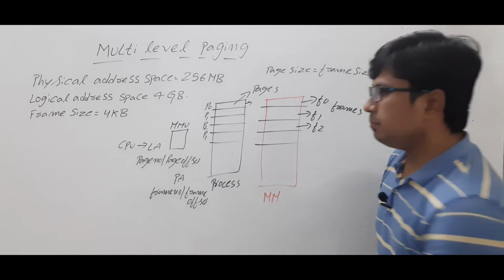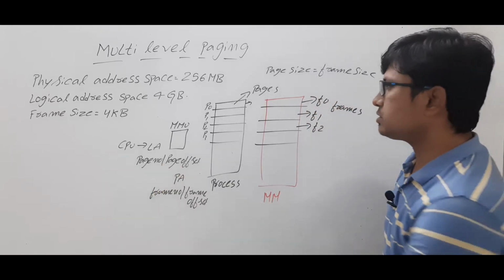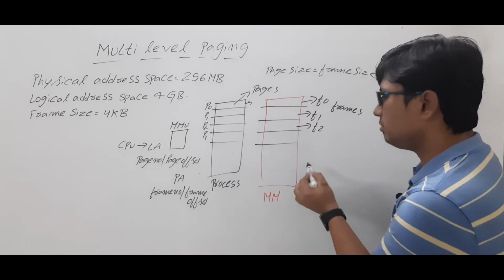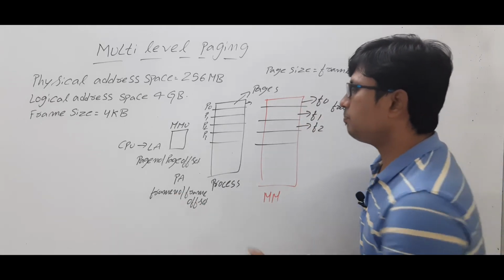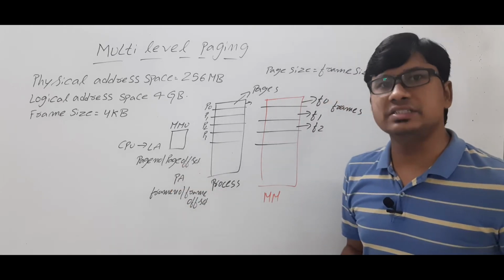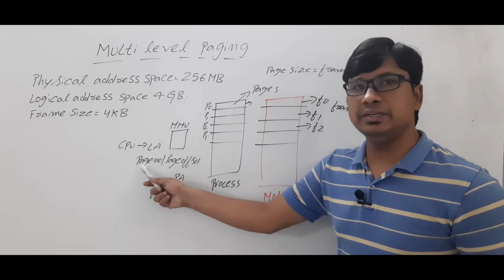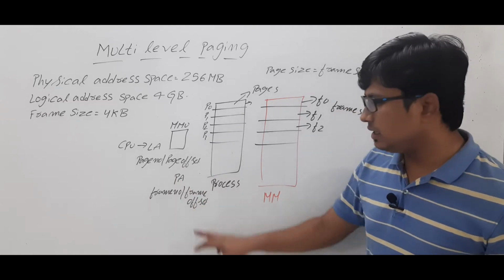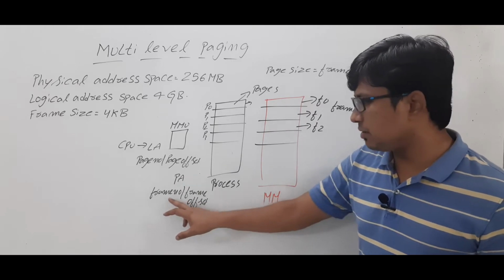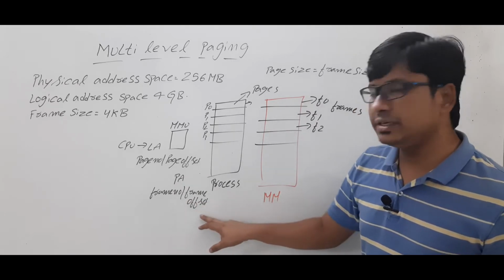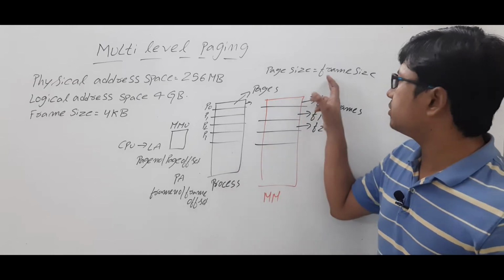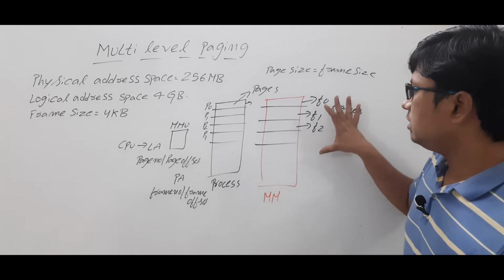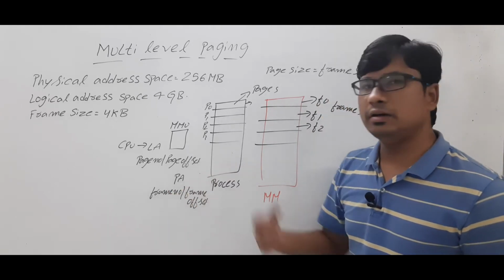The number of bits in a logical address depends on the process size. The number of bits in the physical address depends on the main memory size. The page offset will depend on the size of a page, and the number of bits in the page number will depend on the number of pages. Similarly here, as the physical address consists of frame number and frame offset, the number of bits required for the frame offset will depend on the frame size. The number of bits required for the frame number will depend on the number of frames in the main memory.